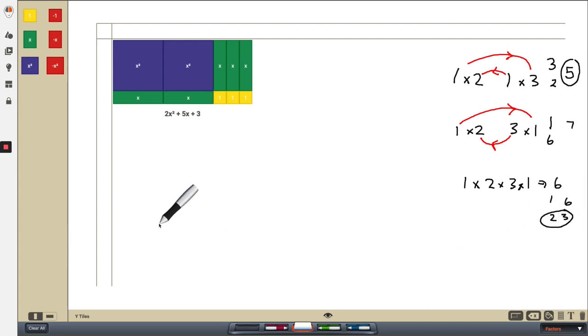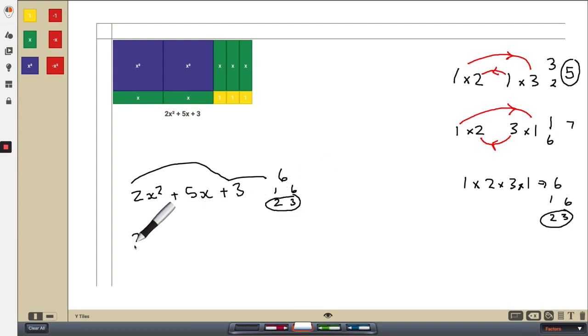So the method goes like this. We'll start with 2x squared plus 5x plus 3. We find the product of 2 and 3, which is 6. The factor pairs of 6 are 1, 6, 2, 3. 2, 3 is the one we want because it gives us the 5. So we do the 2x squared. We split the 5x into 2x, which goes nicely with the 2x squared, and 3x, which goes nicely with the 3. You can see the 2x squared plus 2x rectangle there, and the 3x plus 3 rectangle there.